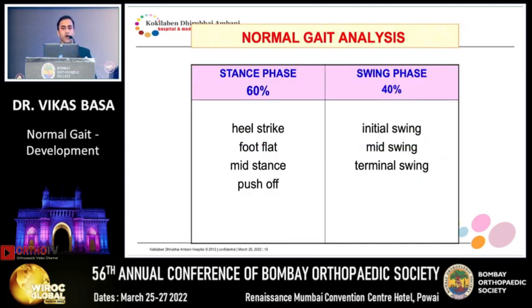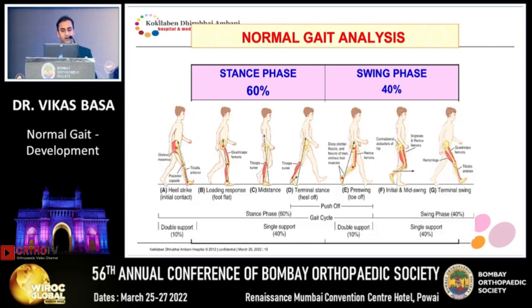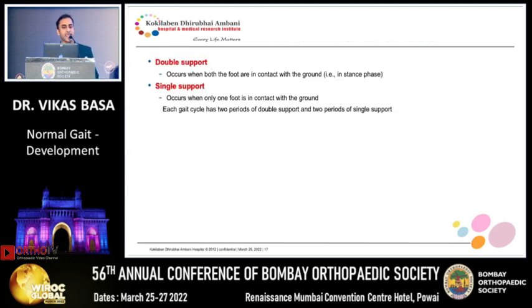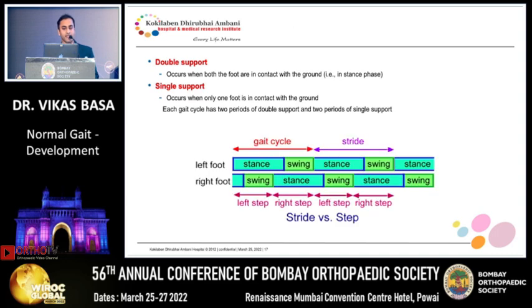Everybody knows the normal gait cycle. It has 60% stance phase and 40% swing phase. These are the determinants of the gait: the step length, which is the distance between the 2 feet; cadence, which is the number of steps taken per minute; and the duration of single limb stance, which implies increasing stability in the gait. Each gait cycle has a double support and a single support.